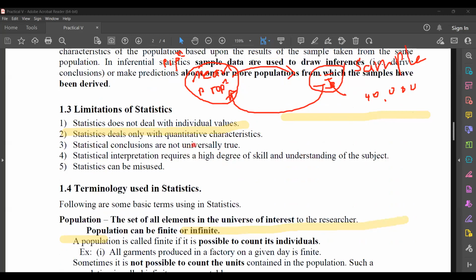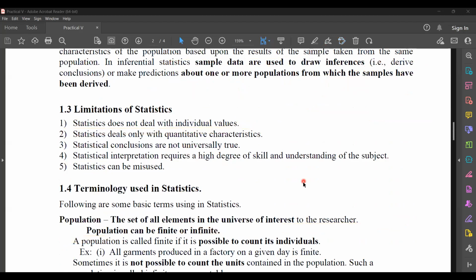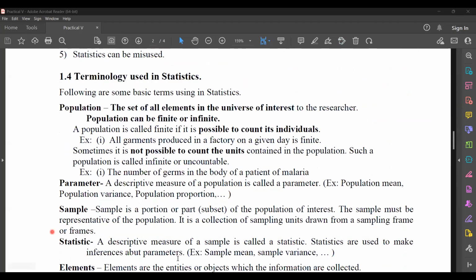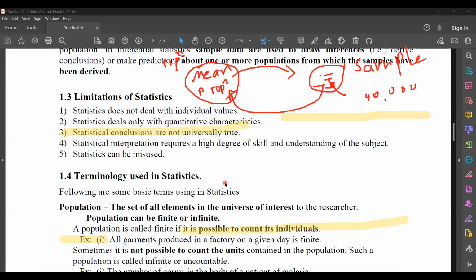Okay, before we discuss the other things, it's good to discuss some terminology that we are using in statistics, right? The first thing is the population. If you want to note down anything, you can do it now. I will give you a few minutes, and if you have any questions, you can put them in the chat box.